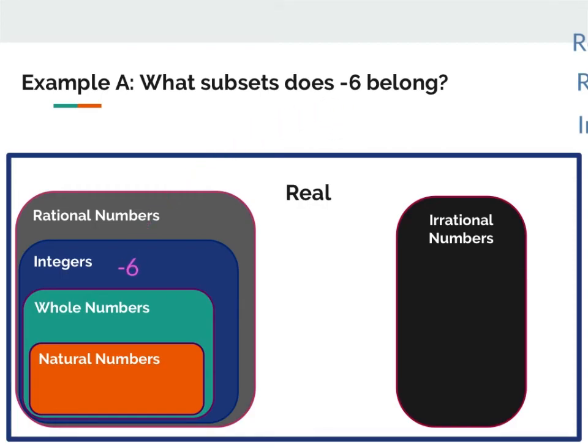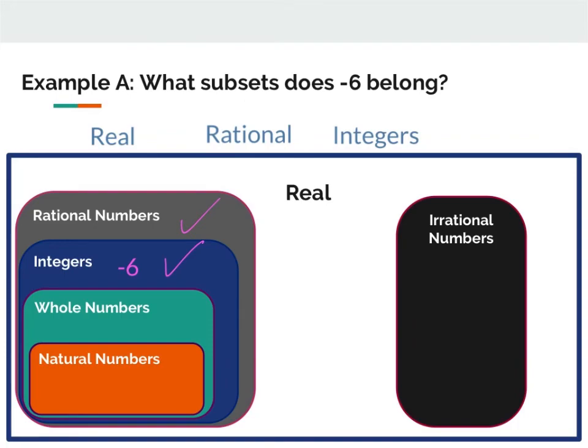But I have to write not just integers, because it doesn't ask me what one subset describes it the best. It tells me to list all of the subsets that it belongs to. So I know that it's a real number, so I'm going to write down that it's real. I can see that it is also a rational number, because if it is an integer, it is a rational number, so it meets both those categories. So I'm going to say that it is both rational and an integer.